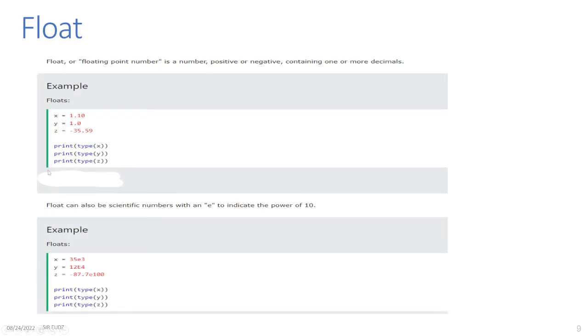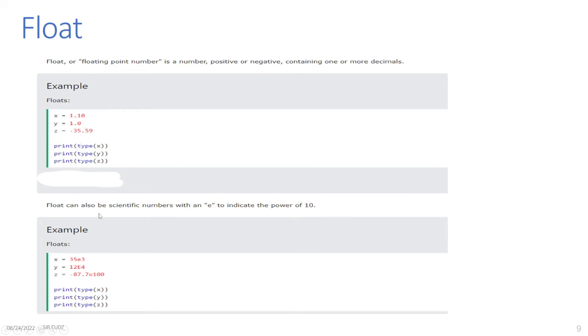Float, or floating point number, is a number, positive or negative, containing one or more decimals. So we have x equals 1.10, y equals 1.0 or 1.10, z is equal to negative 35.59. Again, if we print, the output will be that it's a float.